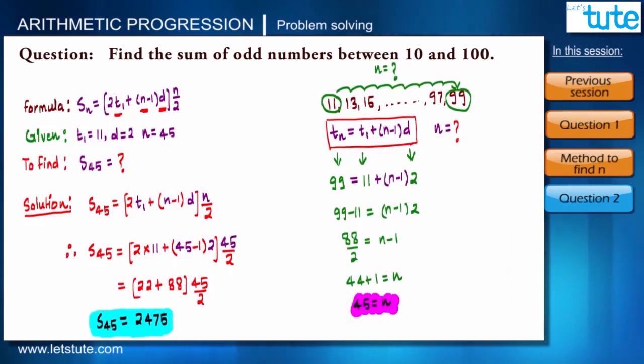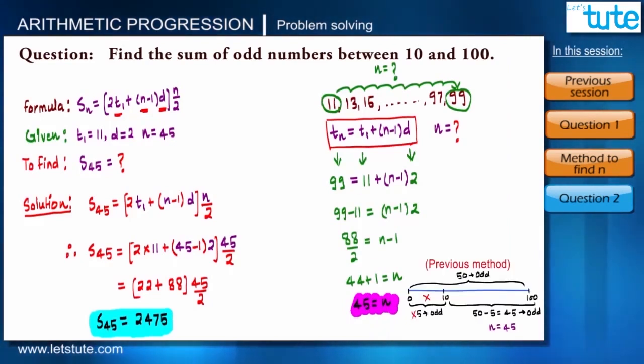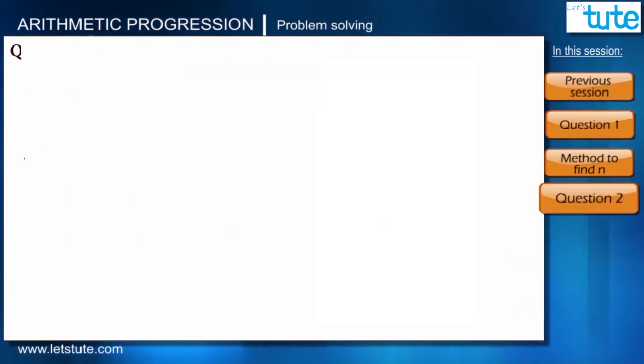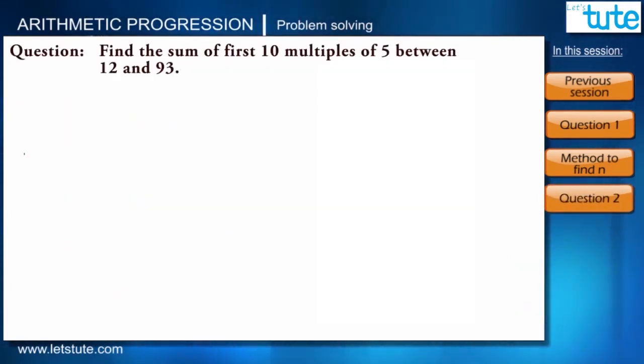So now you have two ways to get the value of n. Whichever you find easy, you can go for that. It will give you the exact value of n. Okay? So let's go ahead and try some more questions. This question says, find the sum of 10 multiples of 5 between 12 and 93.